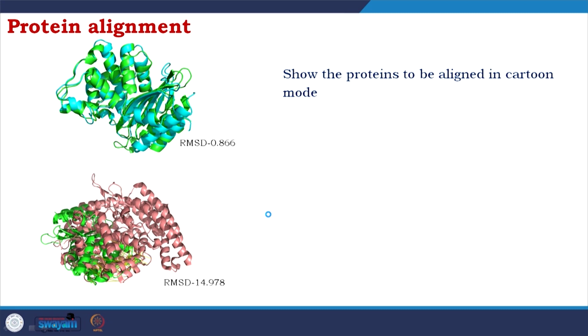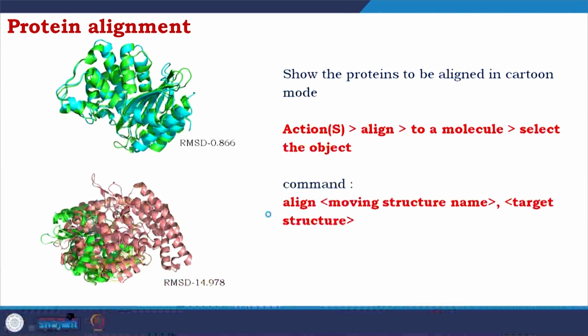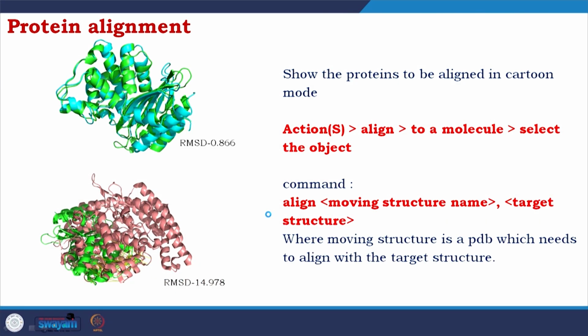So, as usual, you have to first show the proteins to be aligned in cartoon mode, then action, align to a molecule, select the object, then you have to put the command align, moving structure name, target structure. So, align first the structure which has to be moving, and then the structure which is being steady. So, first the moving structure, where the moving structure is a PDB which needs to align with the target structure.